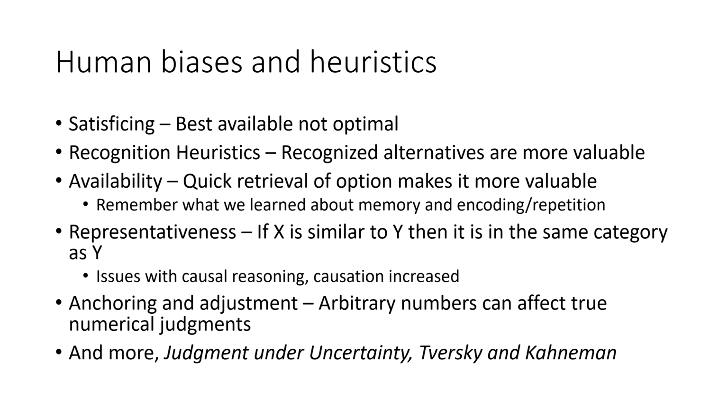You've got recognition heuristics. Recognized alternatives are more valuable. I've done this thing before, so I'm more likely to select it as a strategy. Availability. Similarly, quick retrieval of an option makes it more valuable. So if we go back to what we discussed about memory and encoding and repetition, this plays with the recognition heuristic a little bit too, because for something to qualify as the availability heuristic, that just means it was the thing your brain gave you first as a solution.